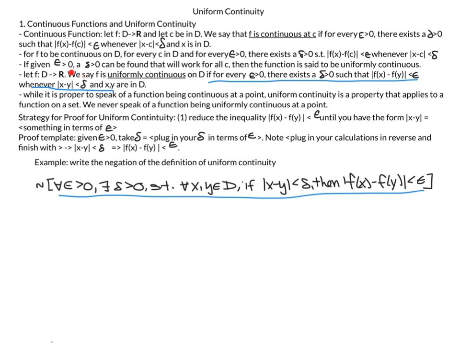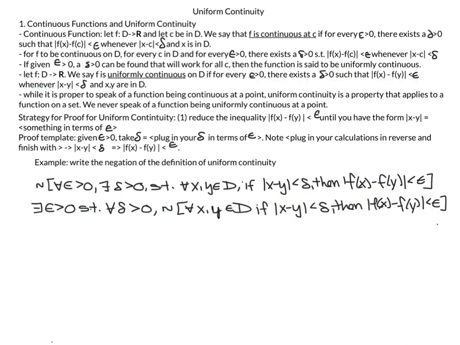So in other words, if I have this condition, then I have |f(x) - f(y)| < epsilon. And this is for all x and y. So for all x and y, if |x - y| < delta, then |f(x) - f(y)| < epsilon. So this is what I want to negate.